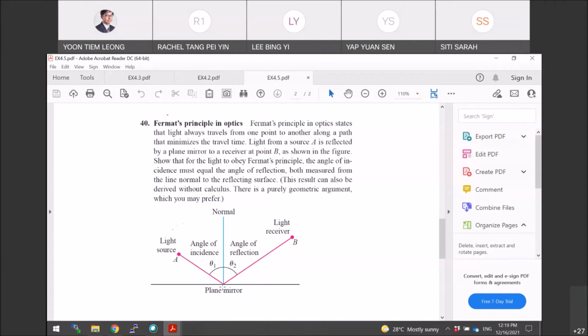It hits the plane mirror at a point here, and then it's reflected to a point B. So there is a distance from point A to the reflection point, and from the reflection point to the receiver. Then you have to write down an equation that describes the time from point A to the reflection point, and from the reflection point to point B. So you sum up the time from A to the reflection point, and the time from the reflection point to point B. Then you have to understand the time from A to the plane mirror is closely related to the angle, right?